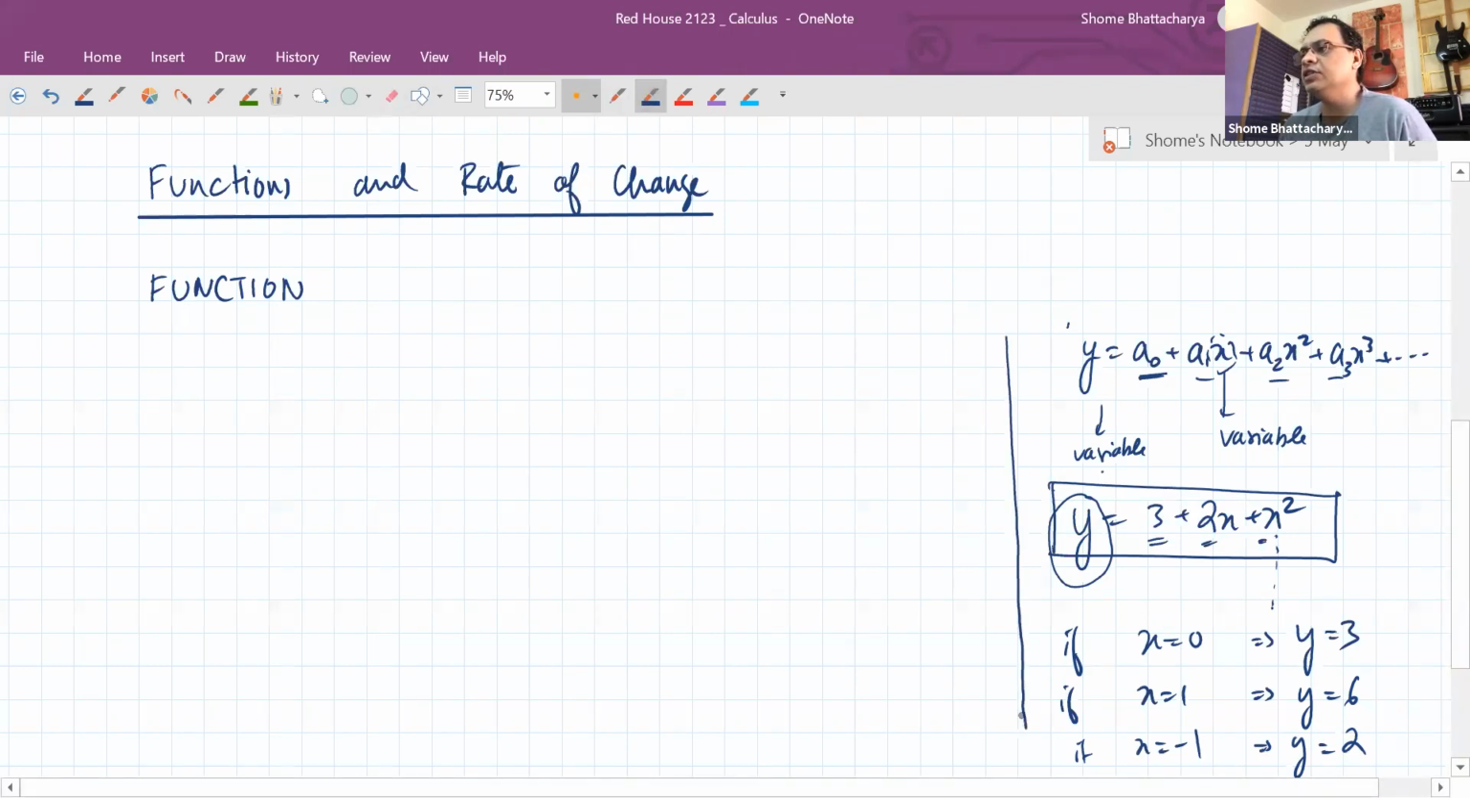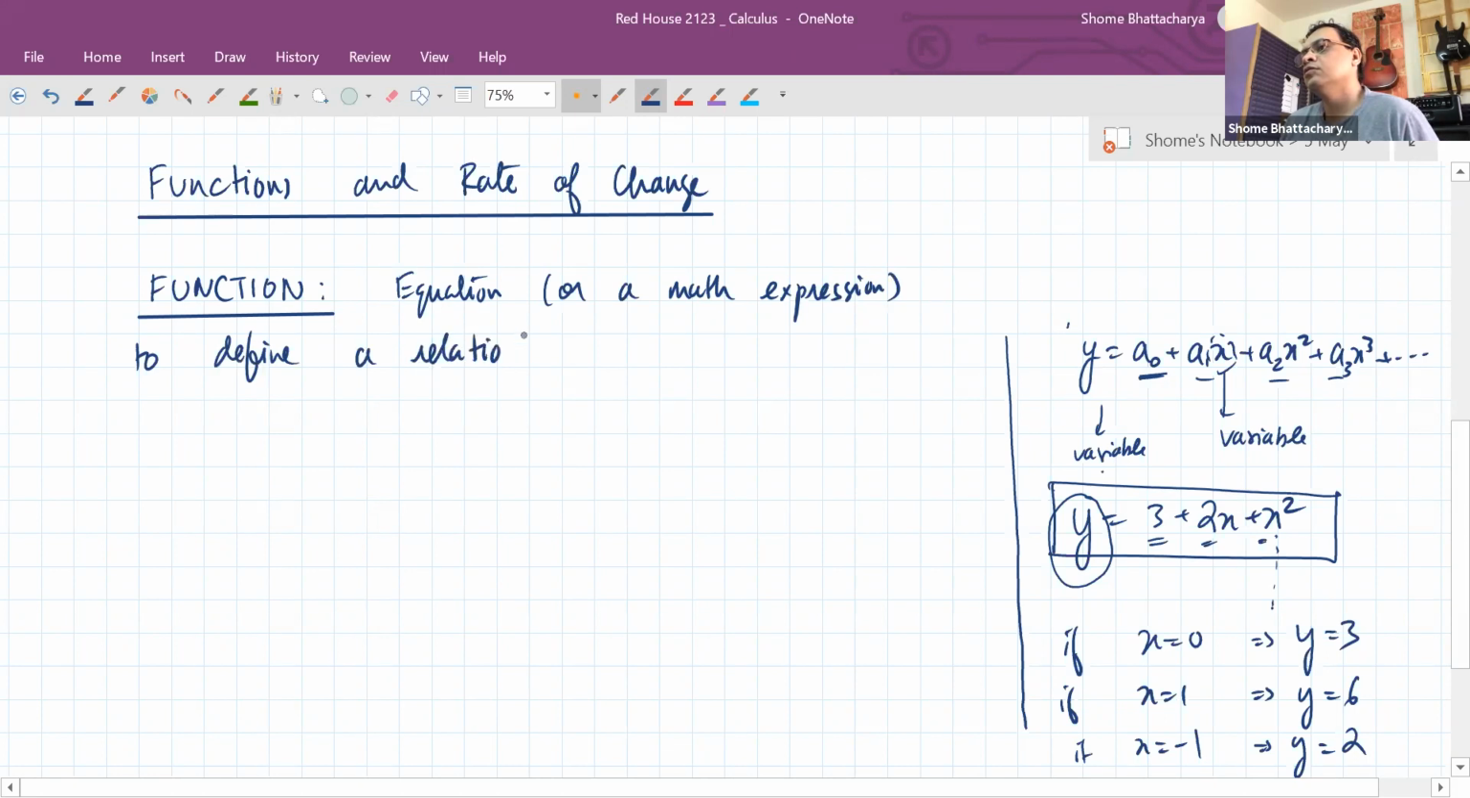So the definition of a function is that it's a mathematical equation, okay, which defines the relationship between two variables, let's say x and y. So it's an equation or a maths expression to define a relationship, okay, between two variables.